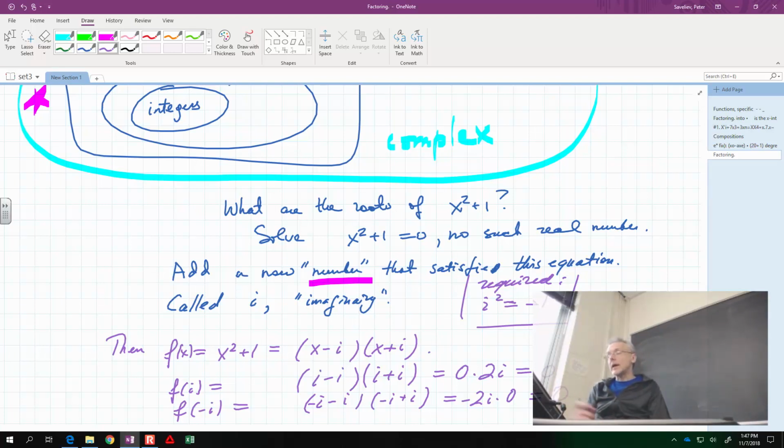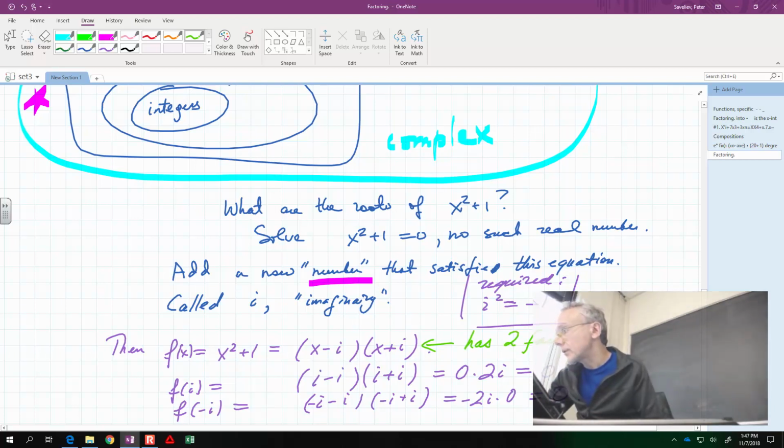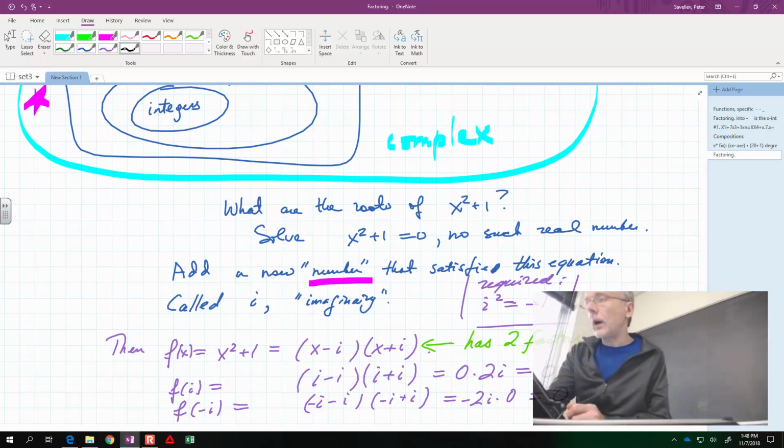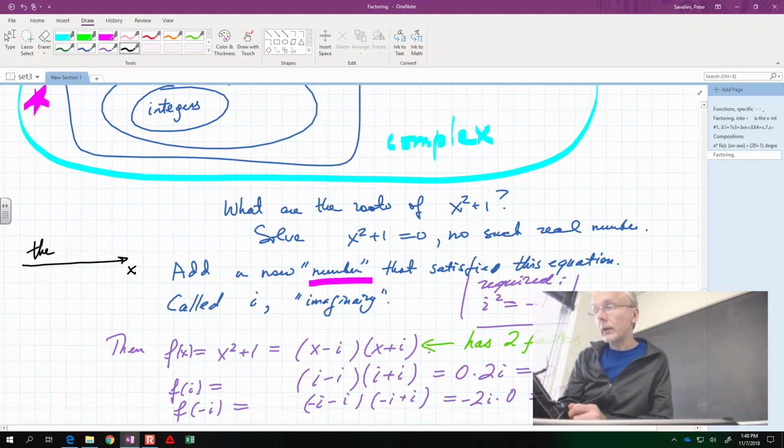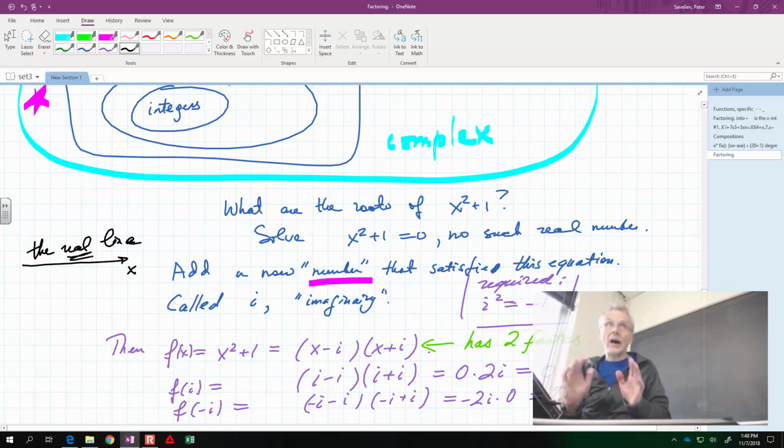The factoring is what we're getting in return. Every quadratic polynomial will have exactly 2 factors, even when there is no x-intercept. And we are not going to be confusing x-intercepts with roots of a polynomial, because after all, the x-axis is also called the real line, right? It is the real line, which means that i does not belong here.